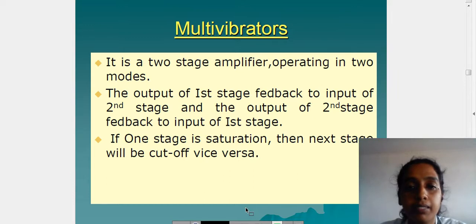A multivibrator is a two-stage amplifier operating in two modes. The output of the first stage is fed back to the input of the second stage, and the output of the second stage is fed back to the input of the first stage. If one stage is in saturation, the next stage will be in cutoff and vice versa.